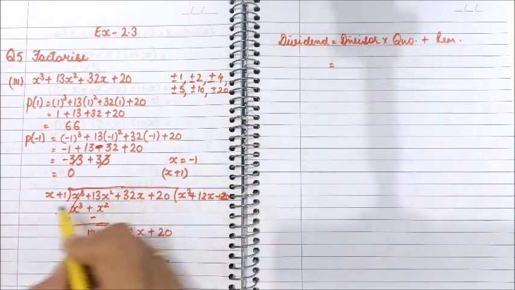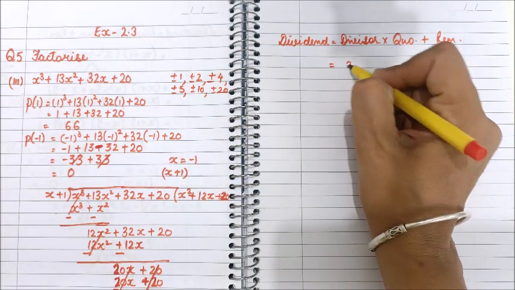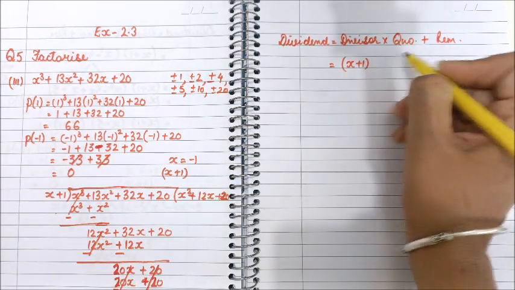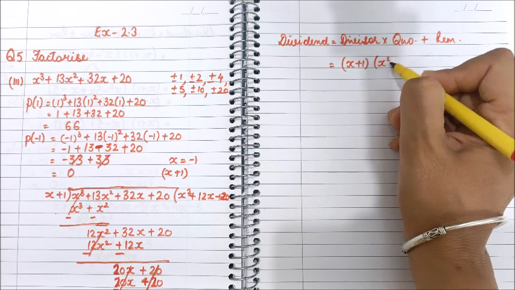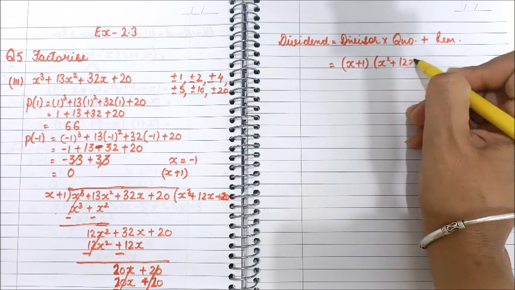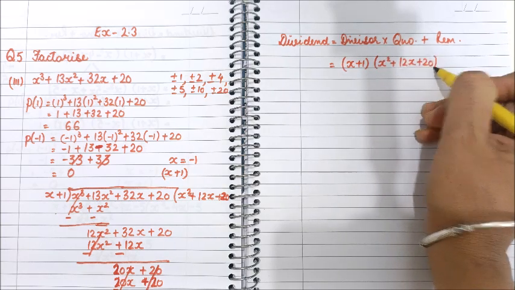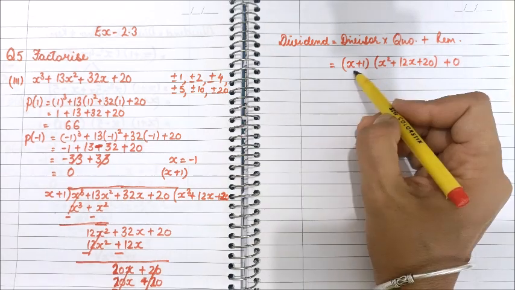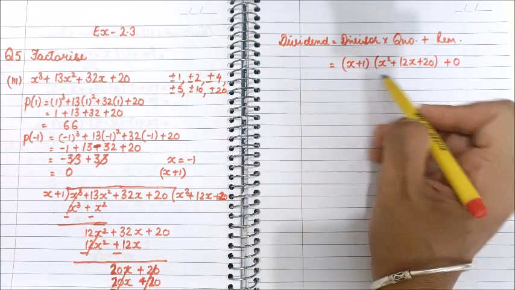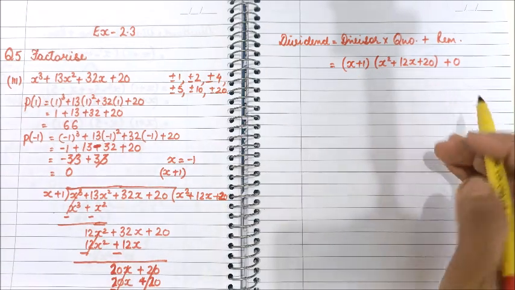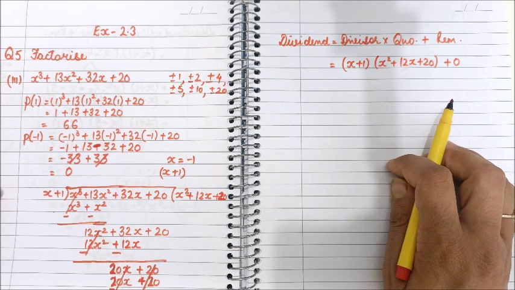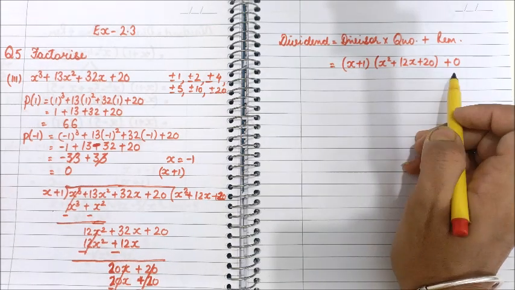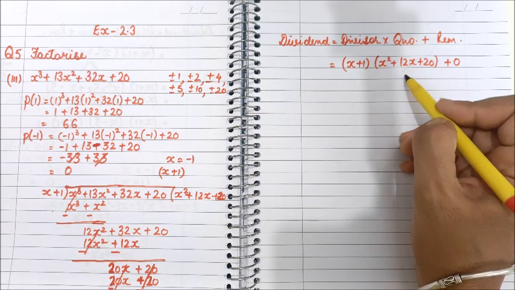What is my divisor? My divisor is x plus 1, and the quotient is the answer which I get, that is x square plus 12x plus 20, and the remainder is 0. So here this is a linear polynomial and this is a quadratic polynomial, which we have already learned how to factorize by the splitting method.